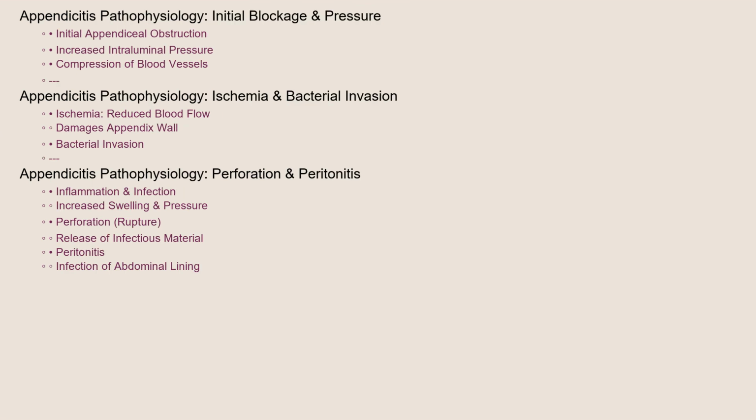Now, let's delve into the pathophysiology of appendicitis. Once the appendix is blocked, the pressure within the organ begins to increase. This increased pressure can lead to the compression of blood vessels that supply the appendix, resulting in ischemia, or a lack of blood flow. The lack of blood flow damages the appendix wall, making it vulnerable to bacterial invasion.